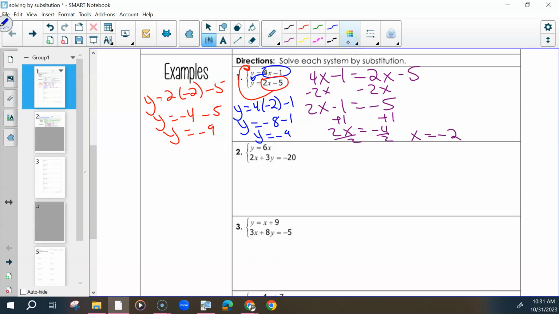Either way you did this, you should have gotten -9. So once you find your x and your y, you put those together in your ordered pair. That is your solution. Questions on that process before we go on?